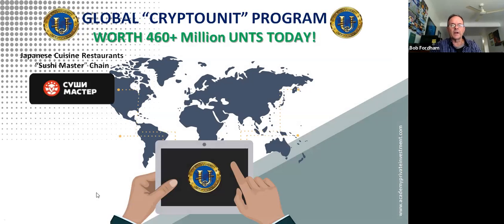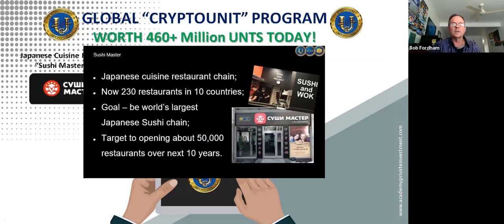So the CryptoUnit program, as mentioned, with the Japanese cuisine restaurants, Sushi Master, we now have 39 franchises that have opened up and are successfully making profits, delivering home deliveries, which is fantastic in this particular climate at the moment. There are over 230 plus restaurants in 10 different countries, and this will be targeted to around 50,000 plus restaurants over the next 10 years. We won't just stop at sushi. It'll be Health Master, all sorts of other master type food chains.